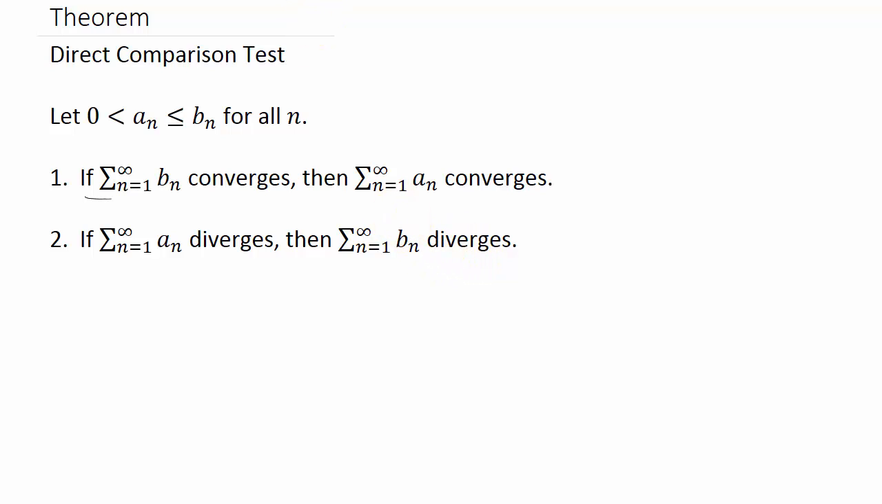So to make this a little simpler, so you can maybe understand it a little bit better, you notice here this b sub n and this a sub n. Well, b sub n is the larger series, a sub n is the smaller series. So it's saying if the larger series converges, then the smaller series also converges. And this is saying if the smaller series diverges, then the larger series also diverges.